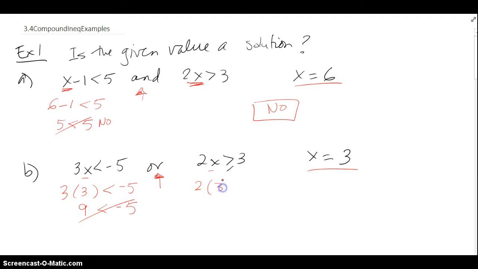So when I plug in 3 in the second one, I get 6 is greater or equal to 3, which is a yes. So since it worked for only one of them, my final answer is yes, it is a solution to this compound inequality. And has to qualify for both, or only one of them is sufficient.